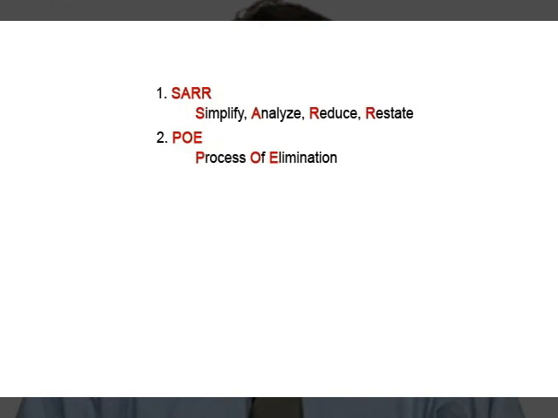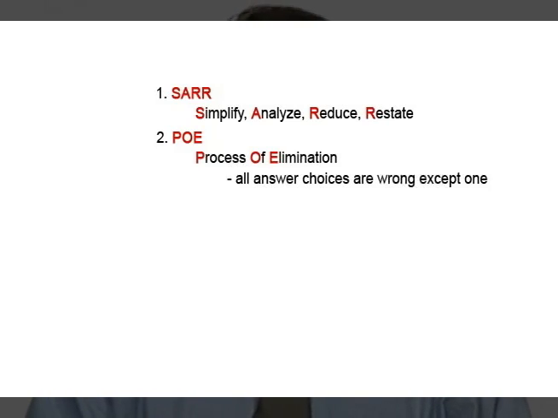Process of elimination is remembering that each of the answer choices in a reading comprehension question is wrong for a specific reason. And you have to find out why each answer choice is wrong, except one that cannot be eliminated because it doesn't contradict anything inside the passage. So every answer choice on a reading comprehension question is wrong for a particular reason, but one.